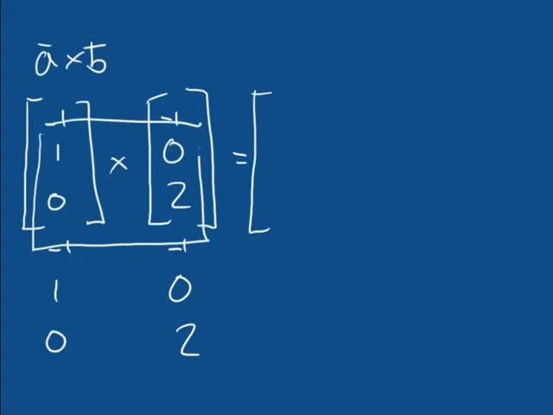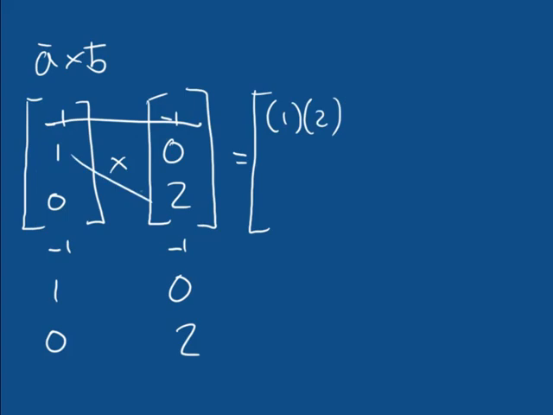I'm then interested in the next two rows of numbers, and we take top left multiplied by bottom right minus bottom left multiplied by top right. So that's going to be 1 multiplied by 2, top left multiplied by bottom right, and I'm going to subtract from that bottom left times top right. So 0 multiplied by 0.